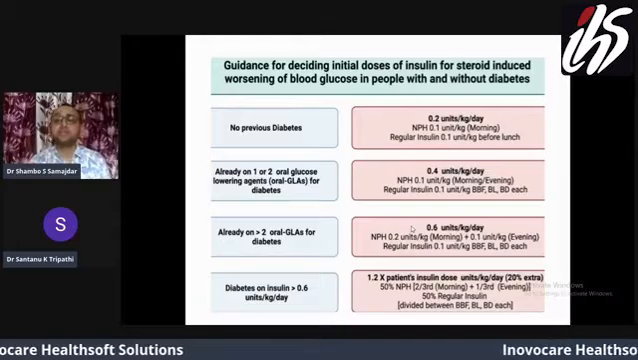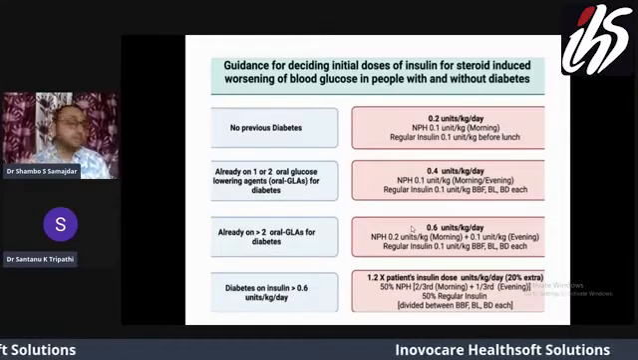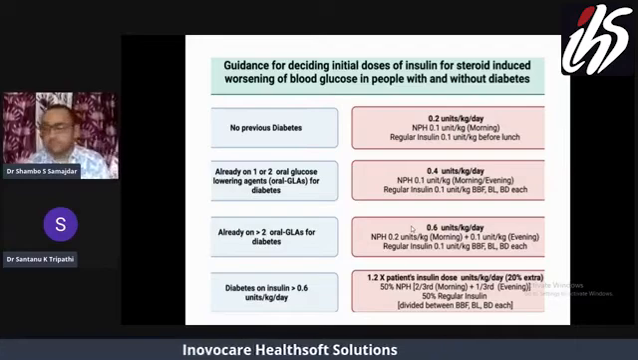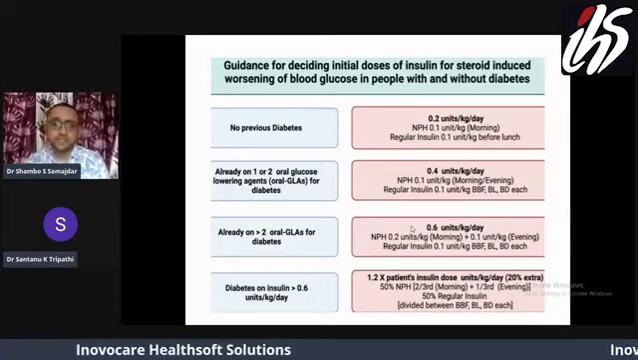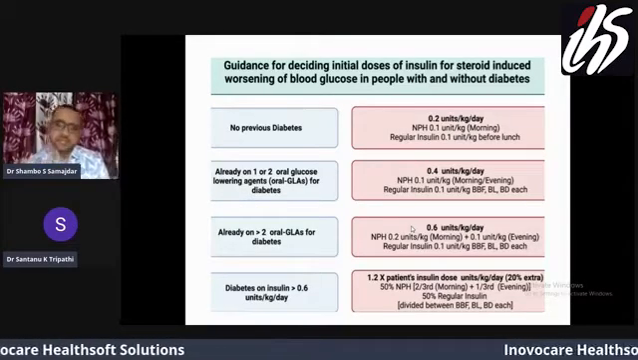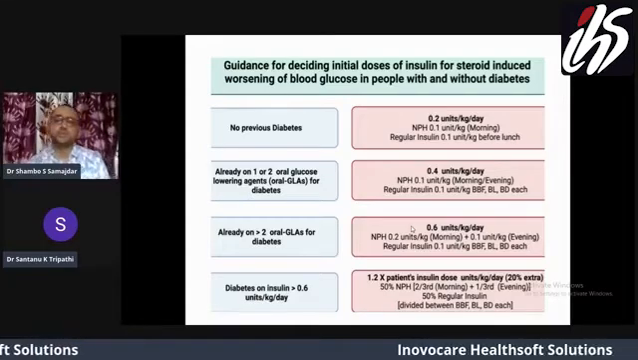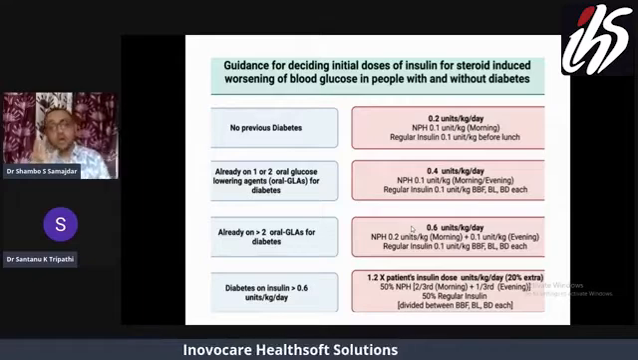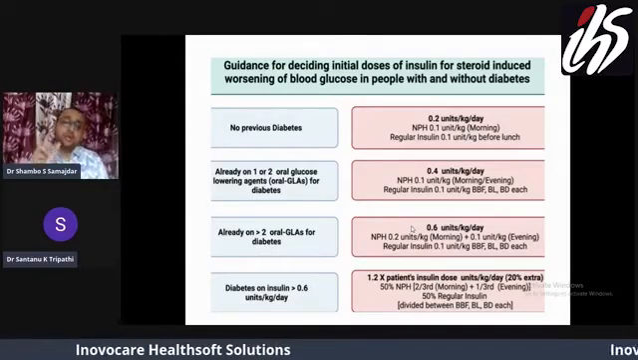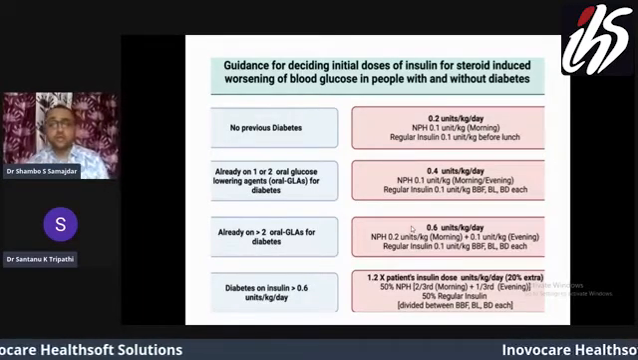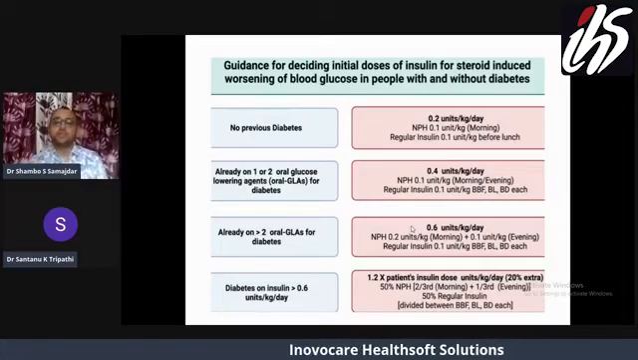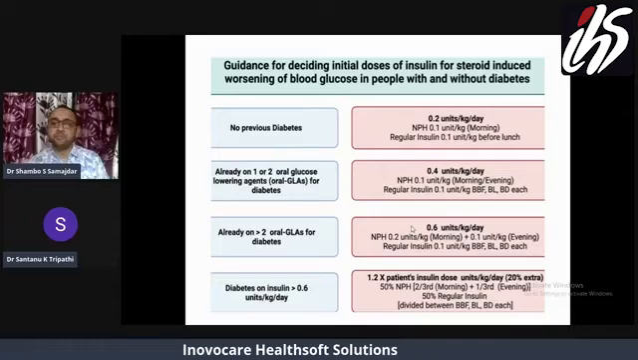But again, if we are using methylprednisolone twice daily, or dexamethasone tablets which are prolonged acting, it is generally better to use long acting insulin analogs. Now, when the patient is already on more than 2 oral glucose lowering agents, they require higher units, so 0.6 units per kg per day.